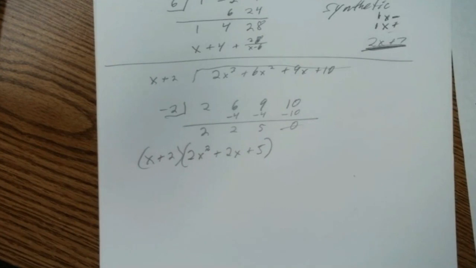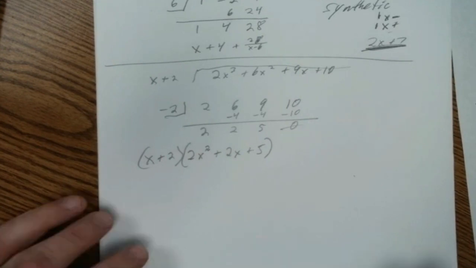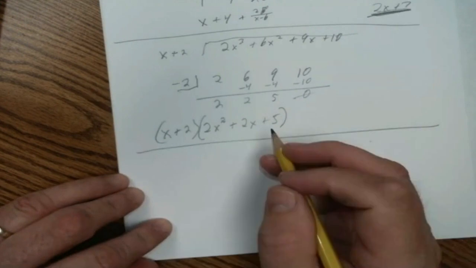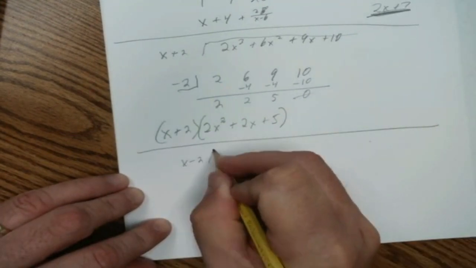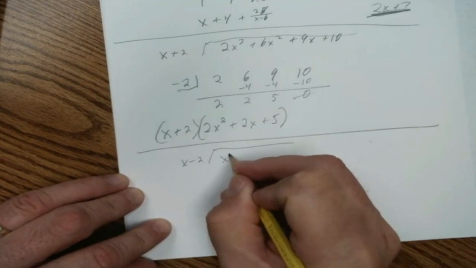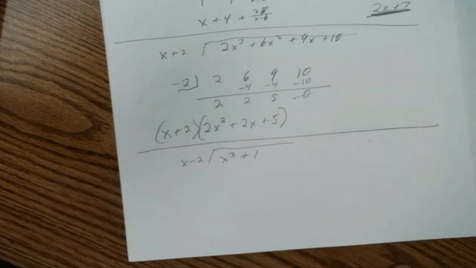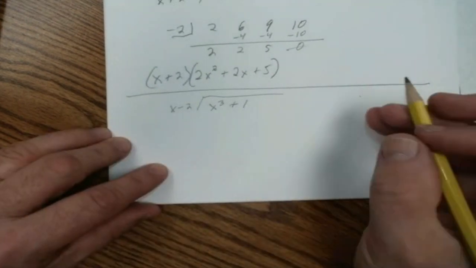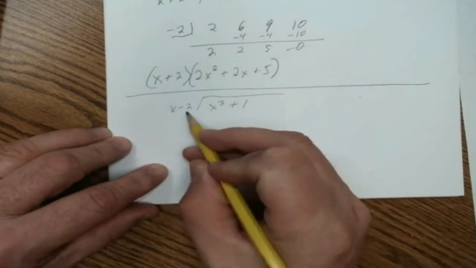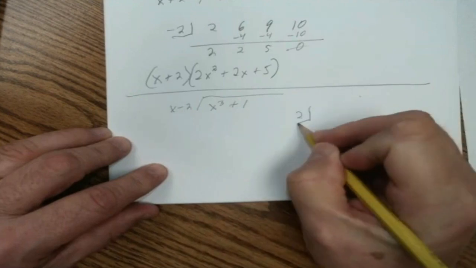Okay, here's an example I want to pull out because we need to talk about what happens in this case. If we were dividing x minus 2 into x to the third plus 1, here's one of the keys about synthetic division. If this is x minus 2, that means we're using 2 for our synthetic division.